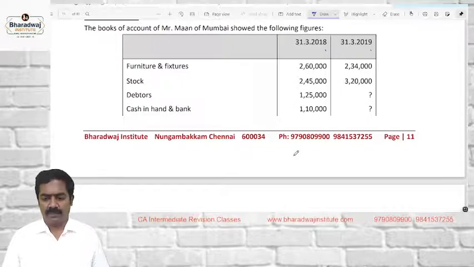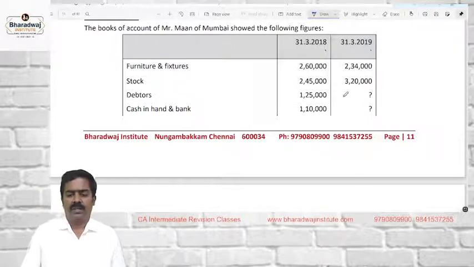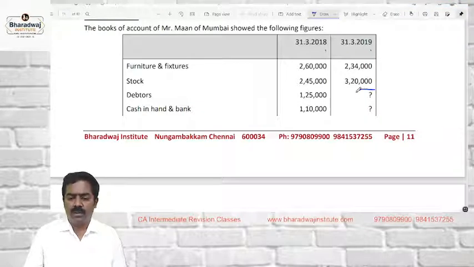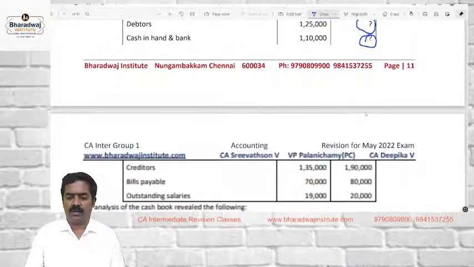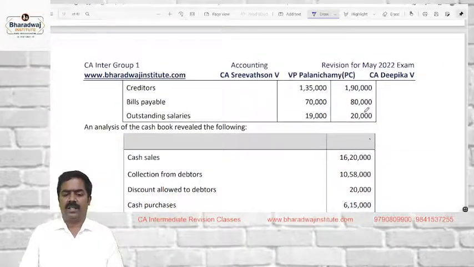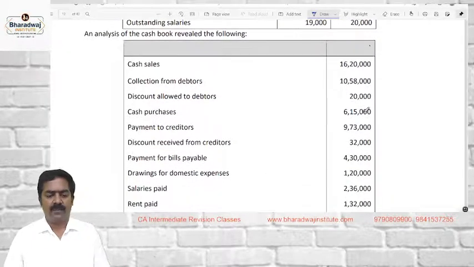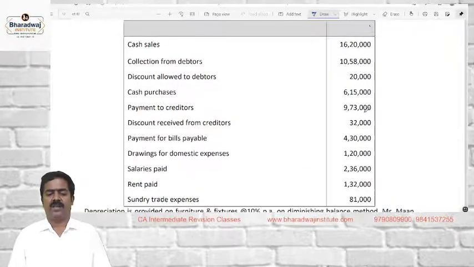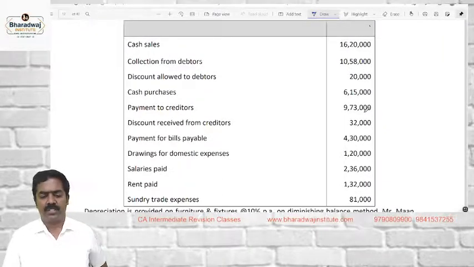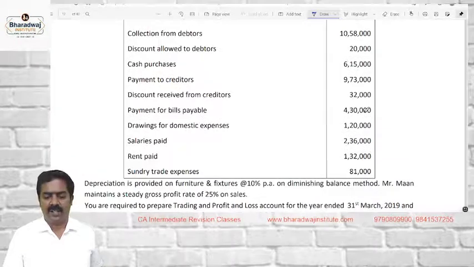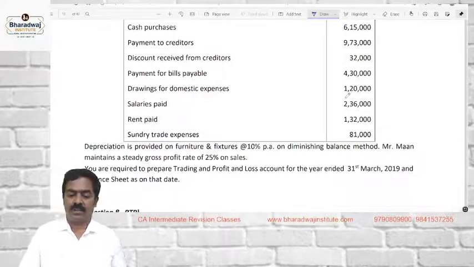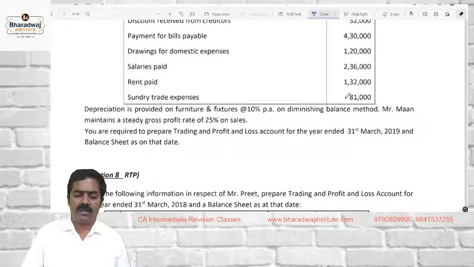Question number 7. Now, two balances are missing. Debtors balance is missing. What balance is missing? Cash in hand, and the bank closing balance is missing. Creditors, bills payable, outstanding salaries are given to us. Analysis of cash book: cash sales, cash collected from debtors, discount allowed to debtors, cash purchases, payment to creditors, discount received, payment for bills payable, drawings for domestic expenses, salary paid, rent paid, all those things are given.